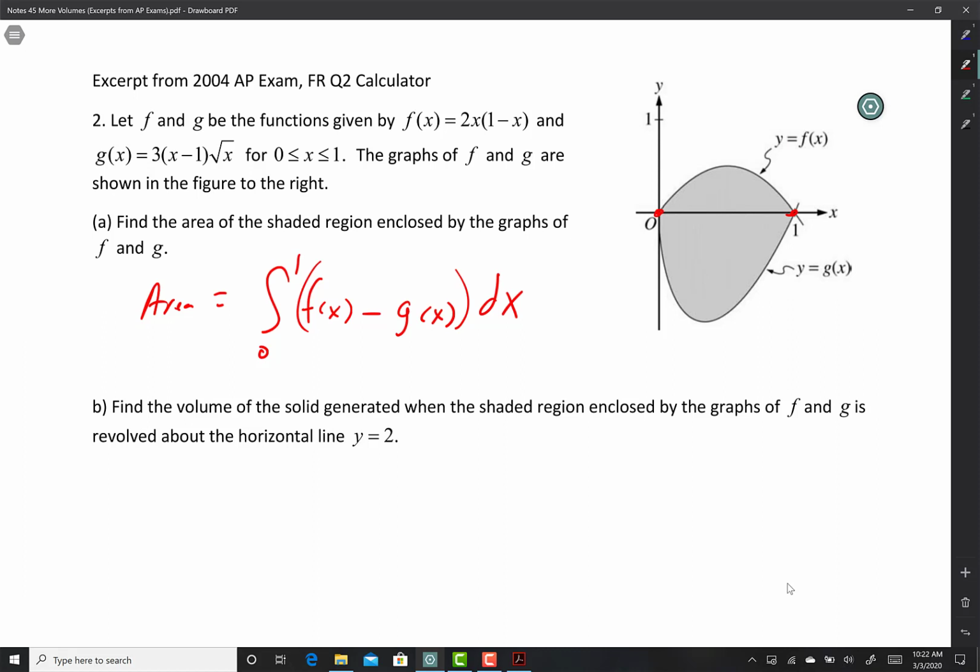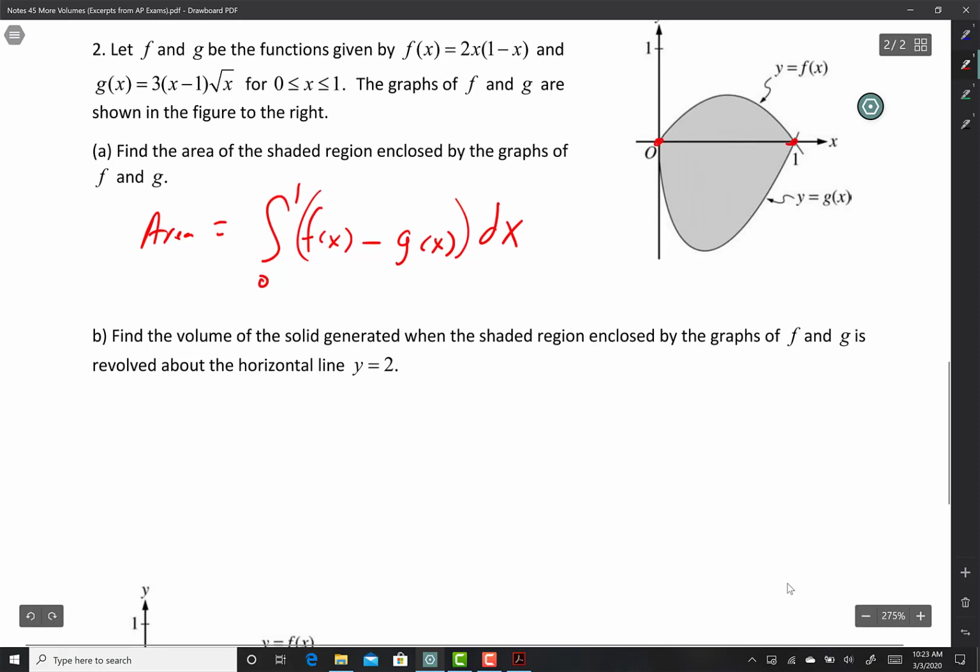But remember, the whole notion is width times height, width times height, width times height. So the dx is supposed to be like width, and the f of x minus g of x is like height. It's an infinite number of rectangles that you're adding up. So I would use parentheses, but you don't have to. Sorry. Cool or not cool, guys?